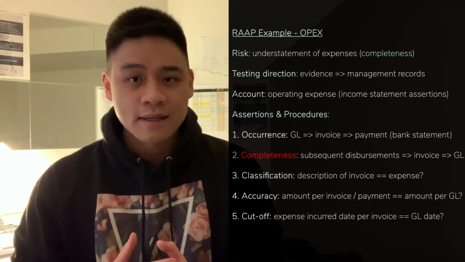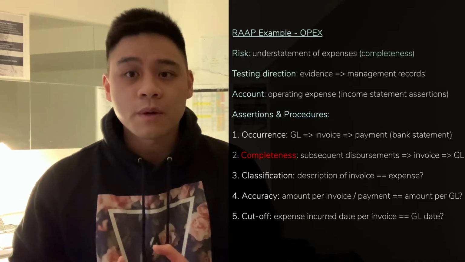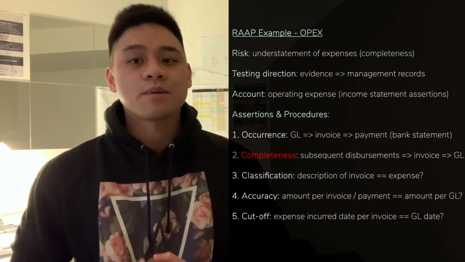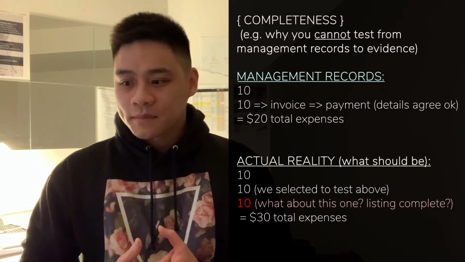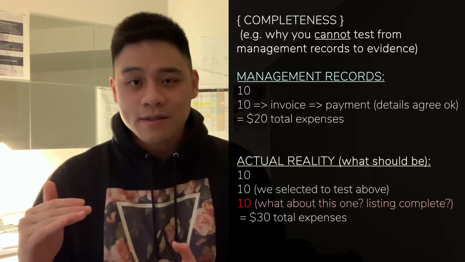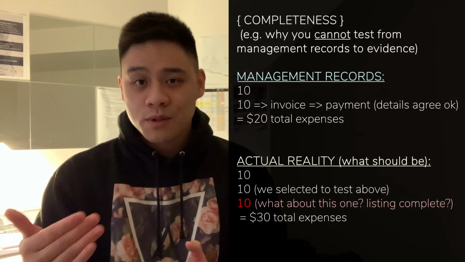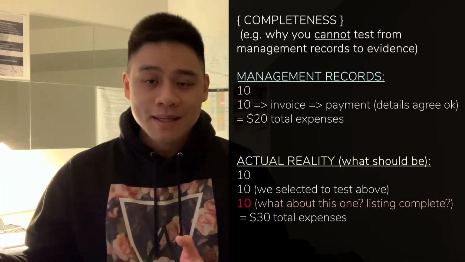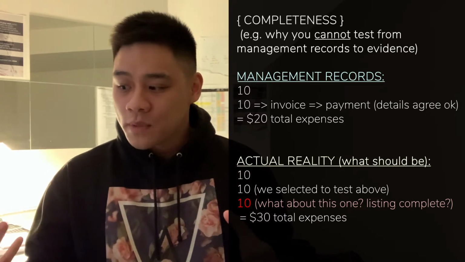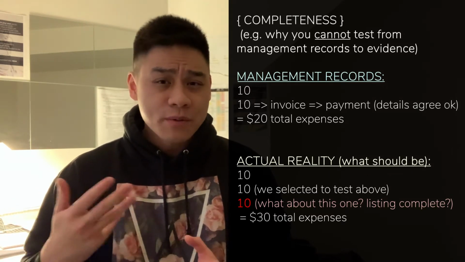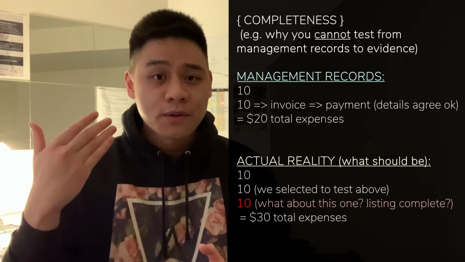The testing direction for completeness is therefore we will test from evidence to management records. The reason we test from evidence to management records is, for example, let's take a look at the slide. So management records may have, let's say, 2 line items of $10. And of course, if we select from those 2 line items, we agree the GL details to the invoice and the payment. The details can agree just fine. But in actual reality, what if management records actually was supposed to have 3 line items that total to $30?